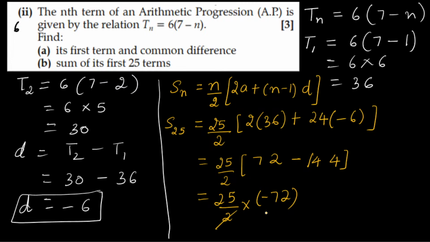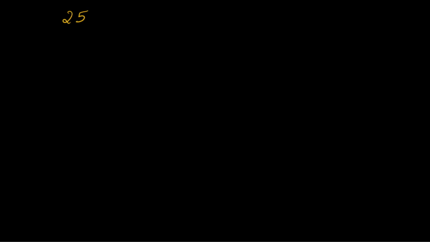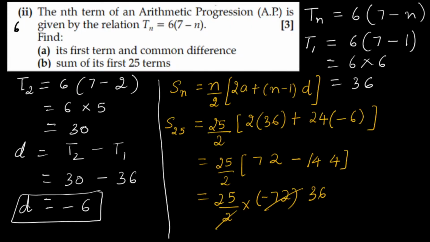Cancellation we can do, 2 into 1, 2 into 36. So 25 into minus 36. If I multiply, what will we get? The sum of 25 terms is equal to minus 900. I'm not multiplying it out, because most of you are giving the answer minus 900. So directly I'm writing: S25 is minus 900. Okay, so we have done this question.